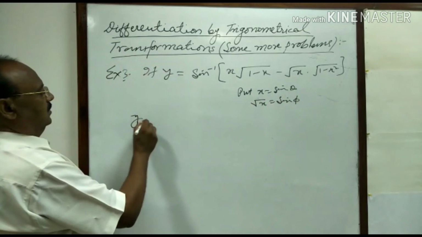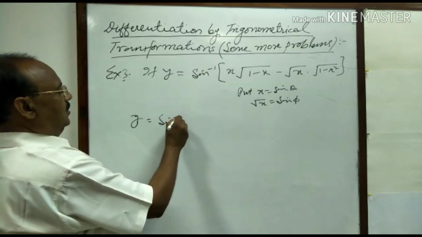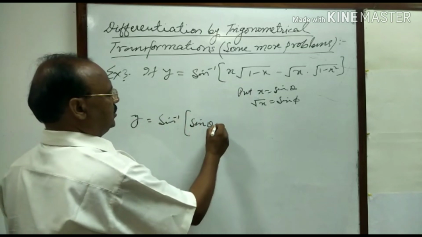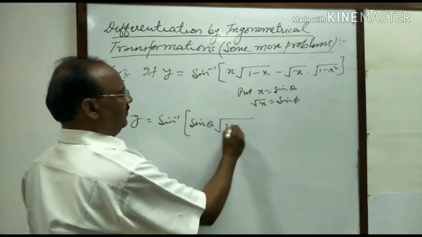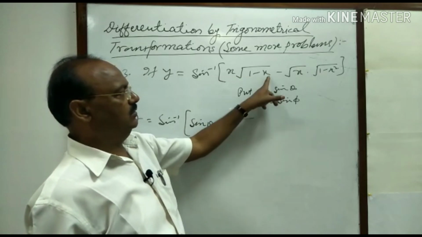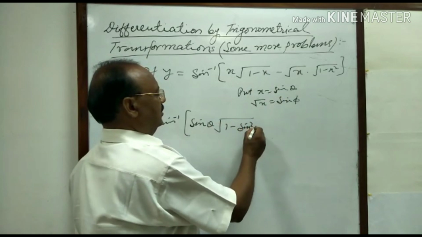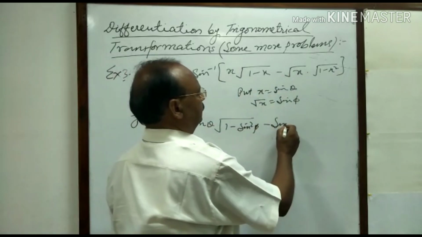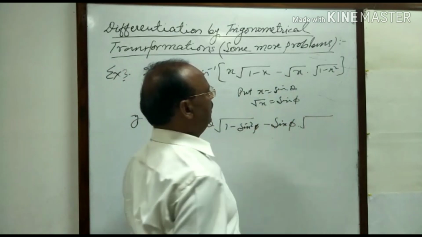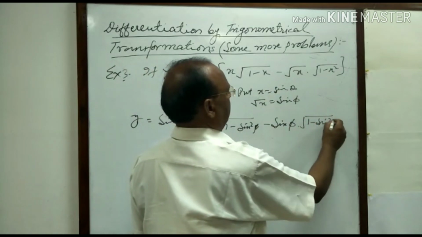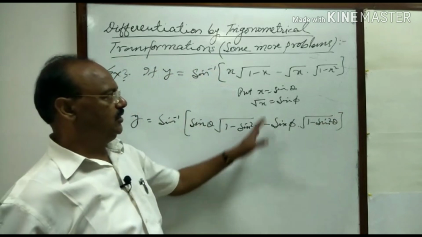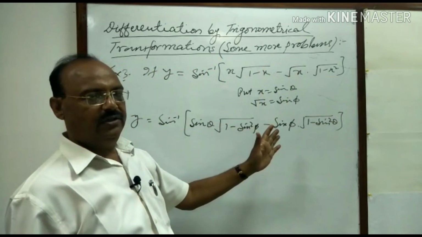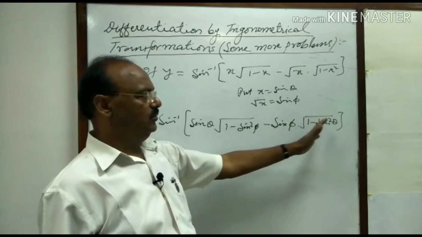So this y reduces as sin inverse. In place of x we are writing sin theta, root over 1 minus, here root x is sin phi, so this x can be written as sin square phi, and minus root x, again this is sin phi, and root over 1 minus sin square theta. After this substitution, this expression can be reduced in a very simple form of sine A minus B. Sine A into cos B minus cos A into sine B.